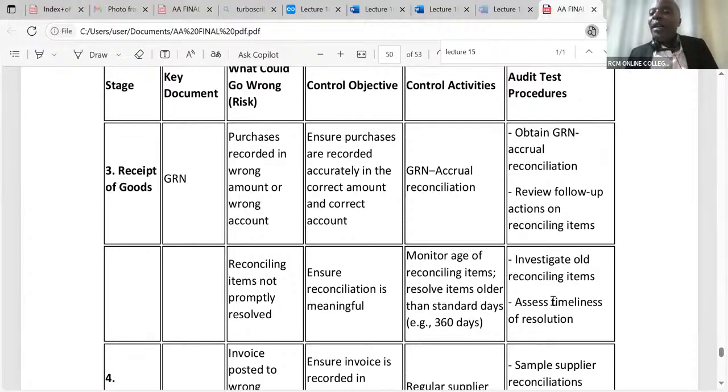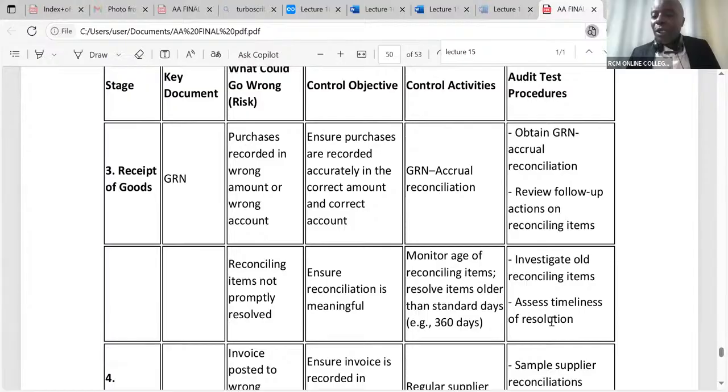Then as an auditor, what will I be doing myself when I'm called to come and look at this risk and the controls that we have? I will investigate all old non-reconciling items and assess timeliness of resolution.